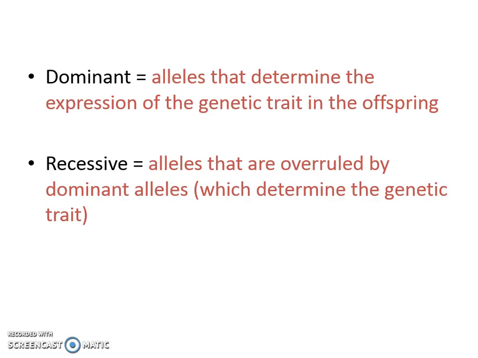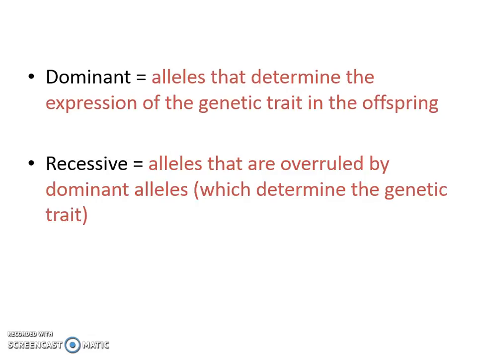So a dominant allele will determine the expression of the genetic trait in the offspring. If a certain allele is dominant, then that means if it's present, it will be expressed. For example, brown hair is dominant. So if an offspring has an allele for brown hair, then it's the brown-haired allele that will be expressed. Recessive alleles are overruled by dominant alleles.